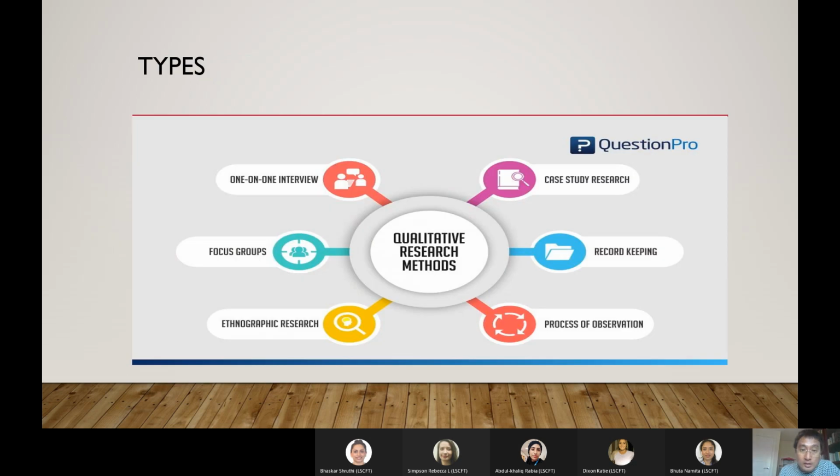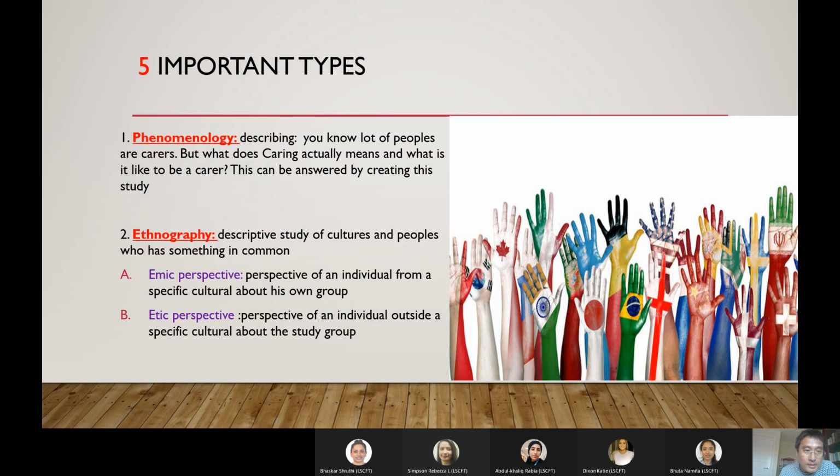There are types of qualitative study, and we'll go into depth on this one. If it is a focus group, we go into more depth on that. So this will be clearer in the coming slides. In qualitative study, always remember there are 5 types. Phenomenography is describing a lot of people, like carers. For example, we don't know what caring means, so we ask the carers and generate a study to define what carers are. So this is called phenomenography.